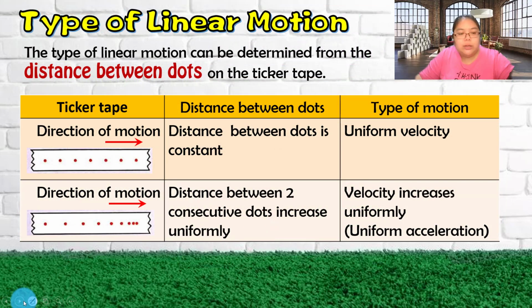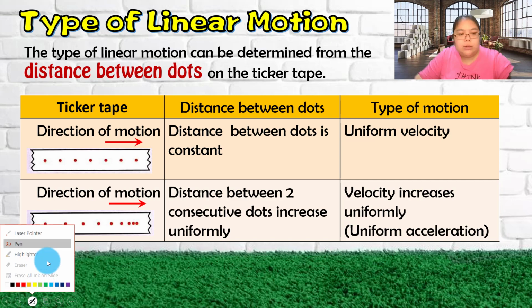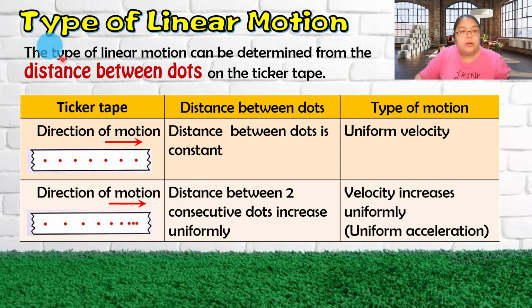Okay, now we go to the following. The type of linear motion can be determined from the distance between the dots on the ticker tape. From the ticker tape, we can know about the motion of the object. Let's see the first one. Can you see the ticker tape? The dots on the ticker tape are at constant distance. So when the distance between the dots is constant, the meaning is uniform velocity.